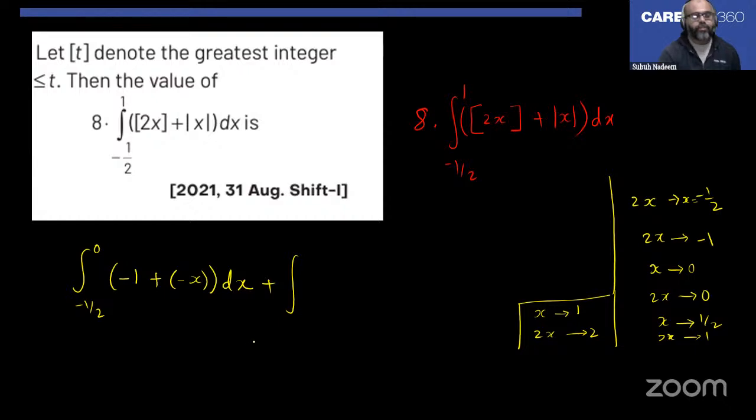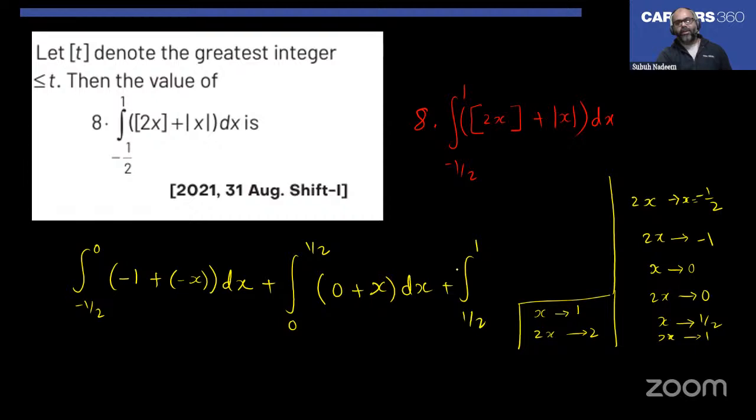Plus, we have 0 to half. So from 0 to half, the greatest integer of 2x will be 0, because 2x will be between 0 to 1, and mod of x will be x, as it is positive. Plus half to 1, the greatest integer of 2x is basically 1, since 2 into half is 1. So 1 plus x dx. So this is how we can split this question.